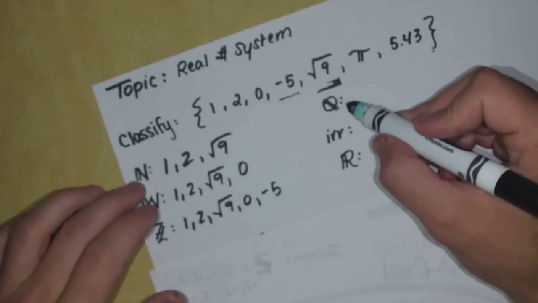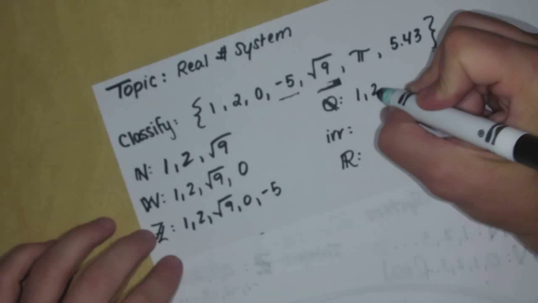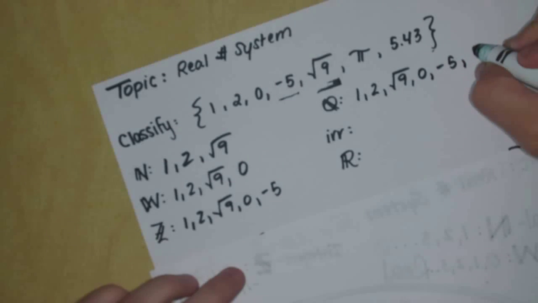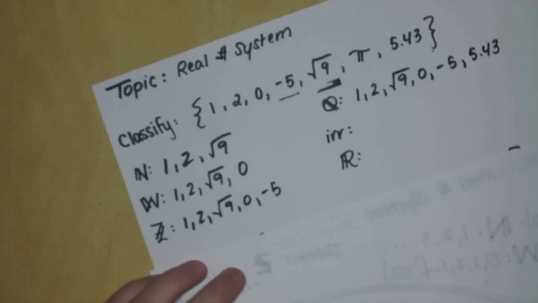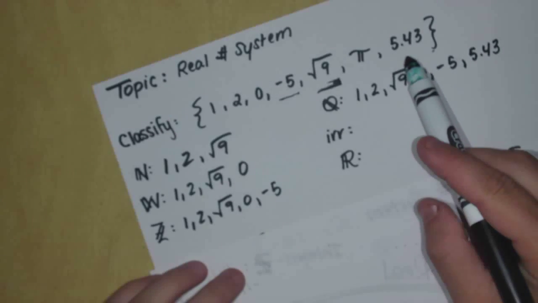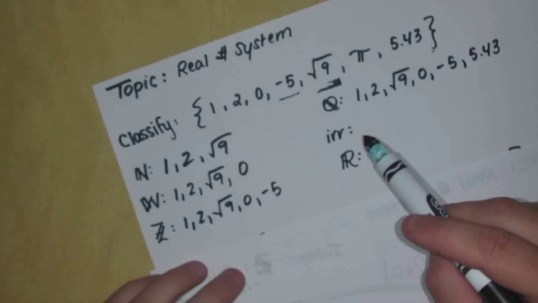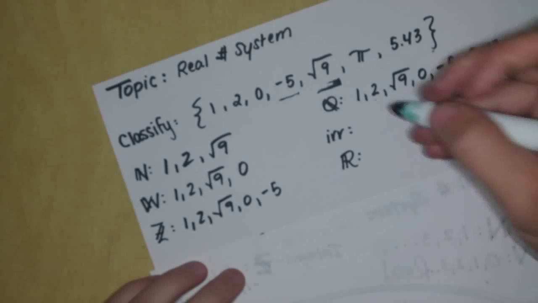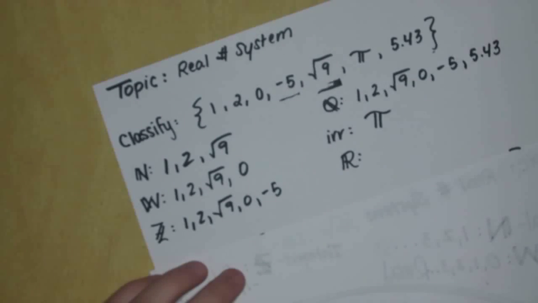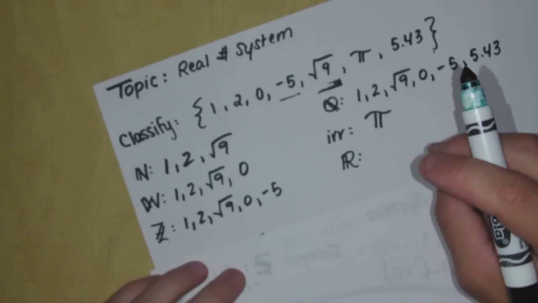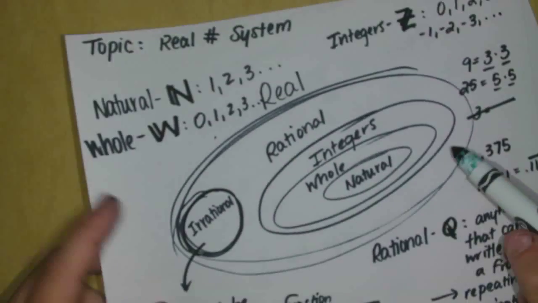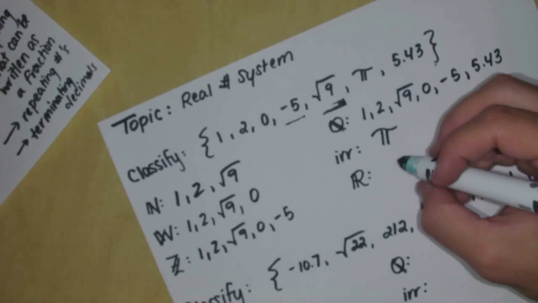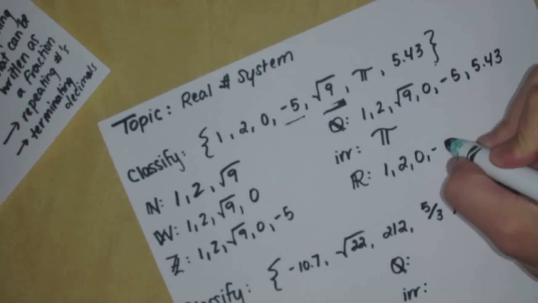Rational would be all of these that I've talked about so far. So 1, 2, square root of 9, 0, -5, and any decimals that end, 5.43, anything that was written as a fraction, or any decimal that would repeat. Irrational is the opposite of rational, so when you look at your set here, anything that you didn't name for rational would be irrational. Pi being the one here. And then real, well, remember what I said. Remember looking at this chart. All the numbers in this chart are real. So that means all of these numbers are real.